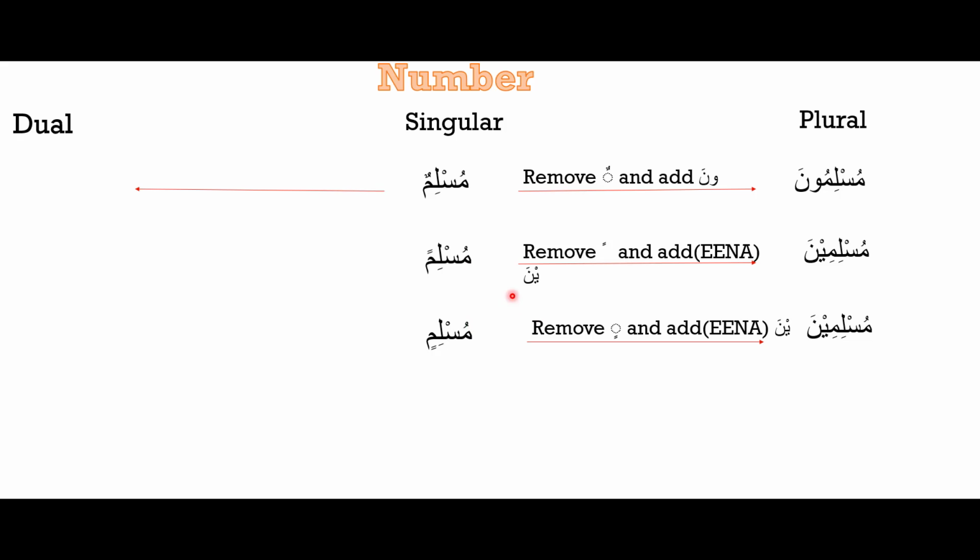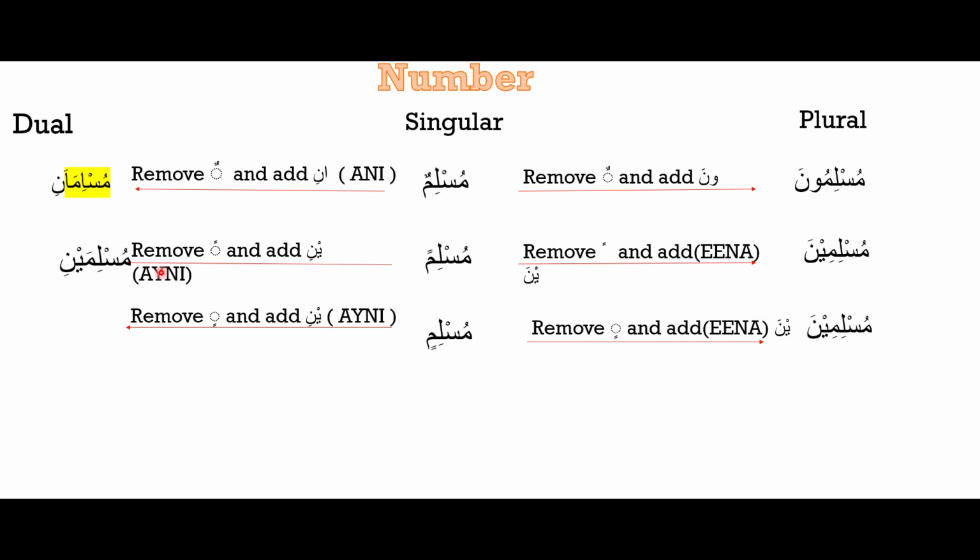Okay, so this is how we change the isms to plural in marfu, mansub and majroor state. Here is the dual. Anyway, we are not going into detail here. I just want to point out that even for duals we have the same ya noon ending. But the difference is, in plurals we give kasra to the last letter. In duals the last letter gets fatha.